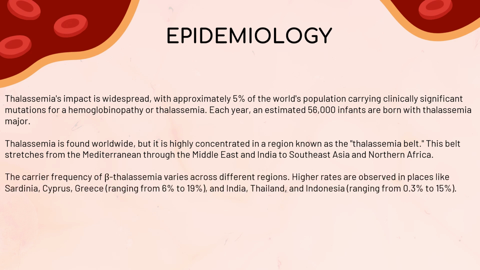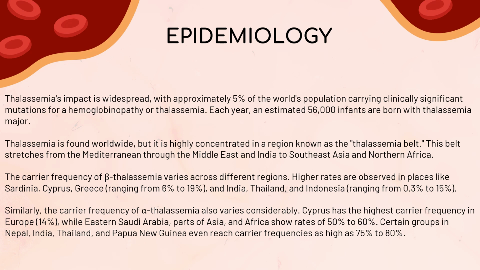The carrier frequency of beta-thalassemia varies across different regions. Higher rates are observed in places like Sardinia, Cyprus, Greece, ranging from 6% to 19%, India, Thailand, and Indonesia, ranging from 0.3% to 15%. Similarly, the carrier frequency of alpha-thalassemia also varies considerably. Cyprus has the highest carrier frequency in Europe, 14%, while eastern Saudi Arabia, parts of Asia, and Africa show rates of 50% to 60%. Certain groups in Nepal, India, Thailand, and Papua New Guinea even reach carrier frequencies as high as 75% to 80%.